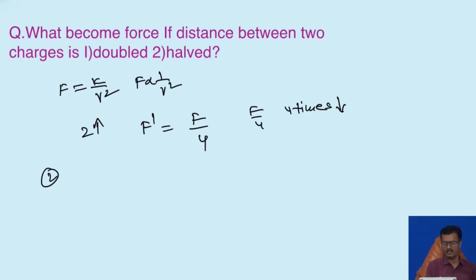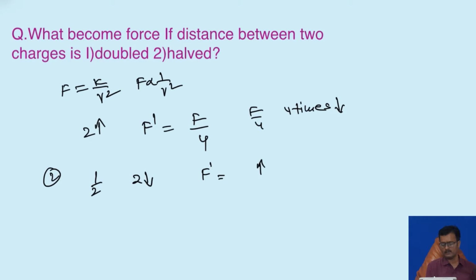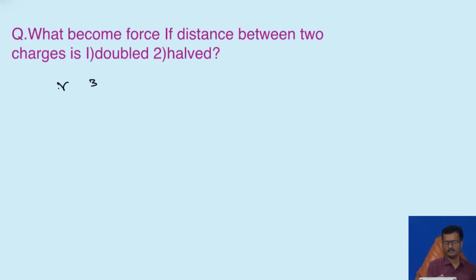Now the distance is halved, that means it is decreasing 2 times, then the force is increased by the square of 2 times, that is 4. 4 times increasing means the new force is 4F. Suppose the distance is increased by 3 times, then the force is decreasing by the square of that, 3 square, 9. Decreased means F becomes F by 9.